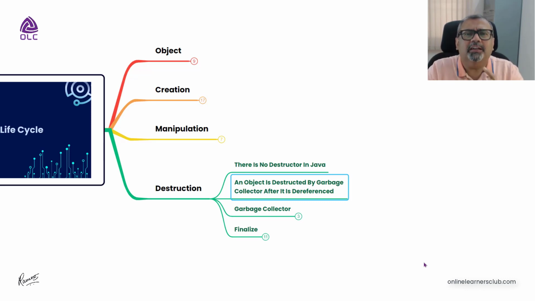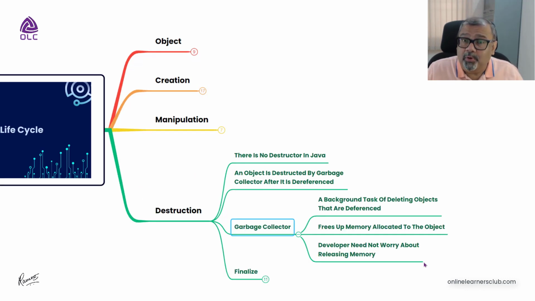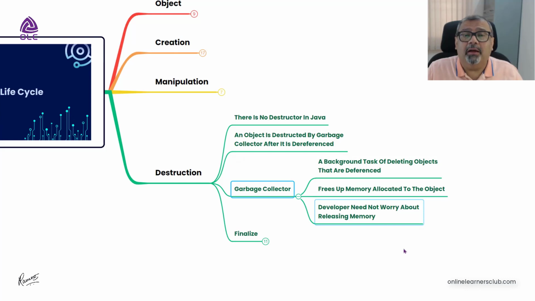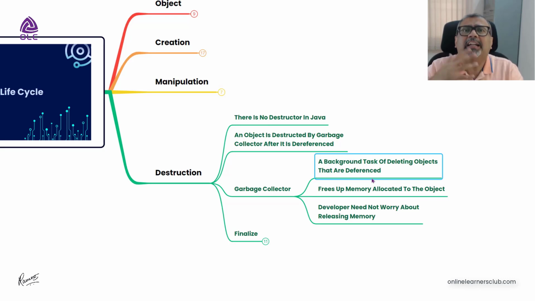So these are the different behaviors that we can see in Java. And coming to the garbage collector, it's a very important element of Java technology, and it is basically nothing but a background task for deleting the object that got dereferenced. So it's more like a cleaner. It just cleans up all the objects which are no more required by the Java program. And by doing so, it will free up the memory allocated.